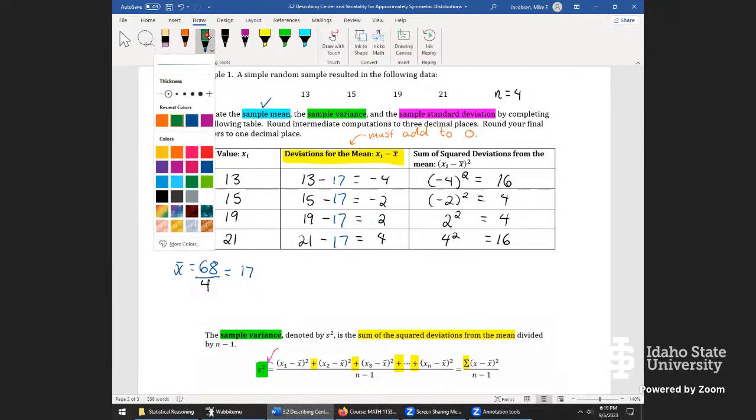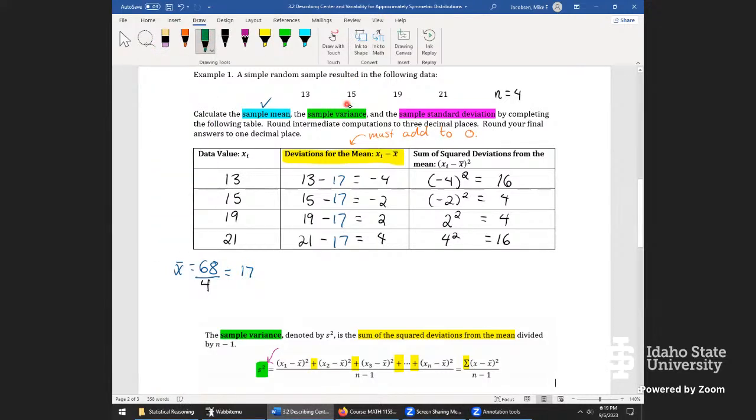So let's change to this color right here. Because we're so close, let's now say S squared is going to be equal to the sum of all these values. So I'll write this out just so it's on the notes. 16 plus 4 plus 4 plus 16. And now here's where it gets really awfully strange. Anyone know what the denominator should be? It's 3, absolutely.